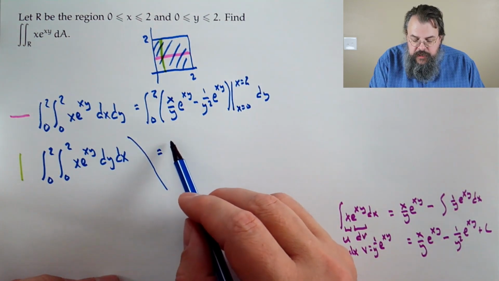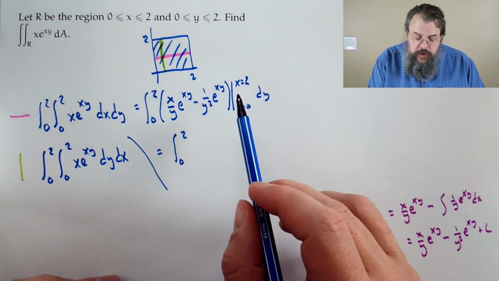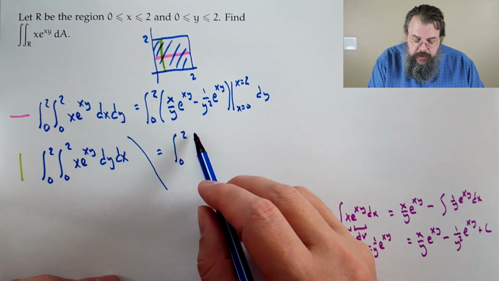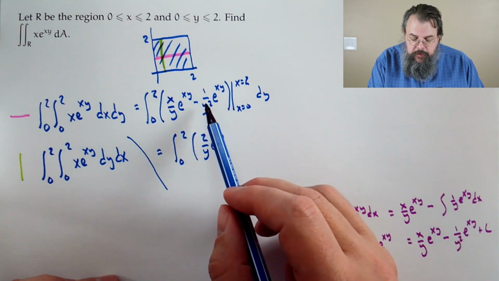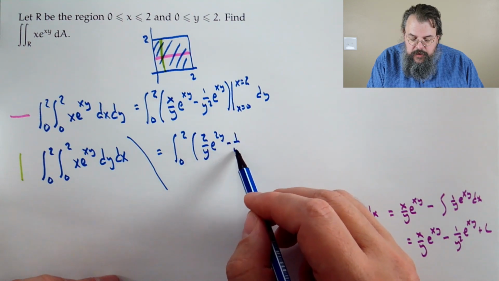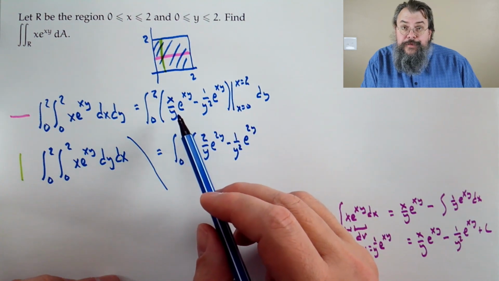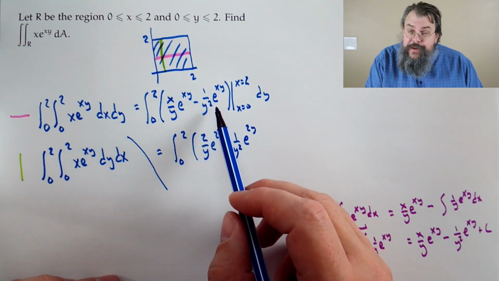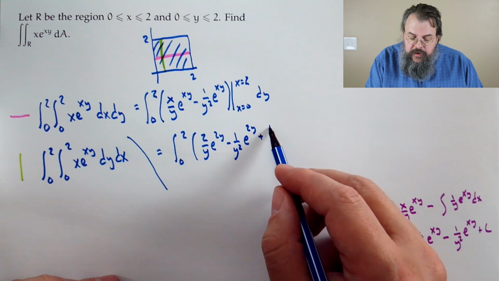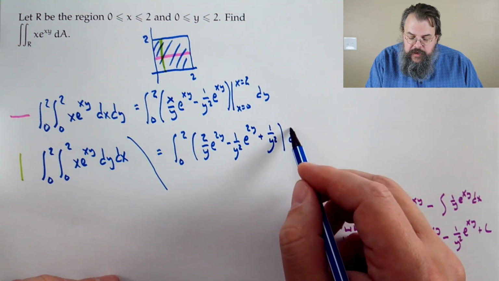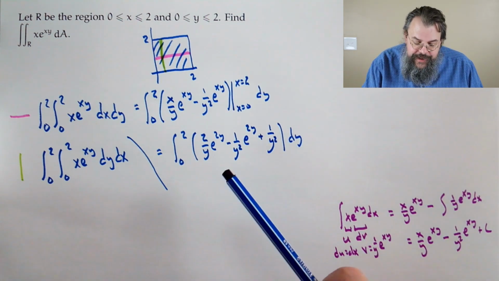Well, that would be the integral from 0 to 2, plug in x equals 2. We're going to get 2 over y e to the 2y, minus 1 over y squared e to the 2y. And then subtract, plug in 0. Well, when you plug 0 in, you don't get 0, right? You get e to the 0, which is 1. We're subtracting that, so it's going to be a plus 1 over y squared. And now you look at that and say, cool, how do you integrate that?